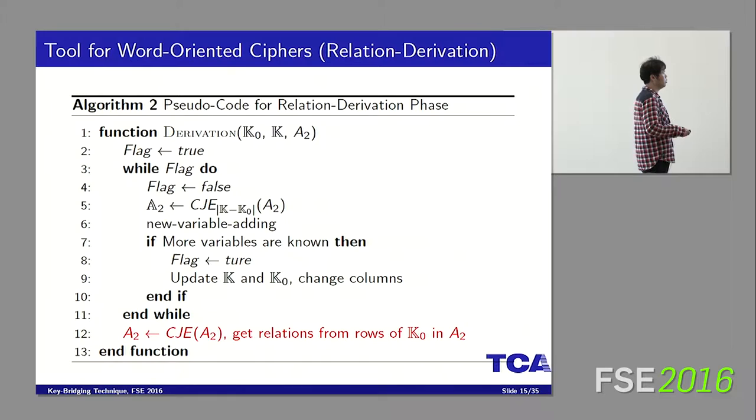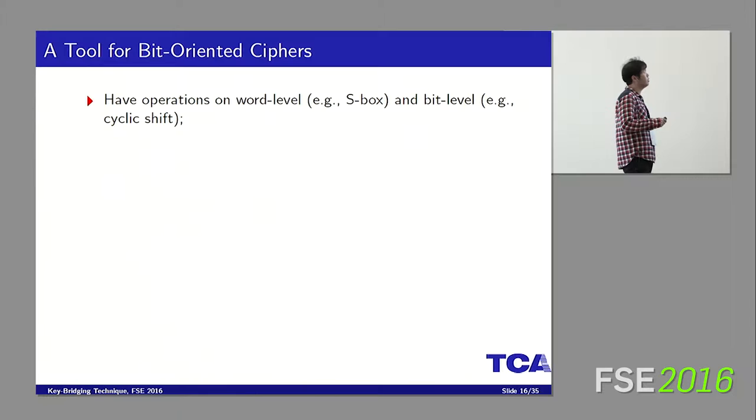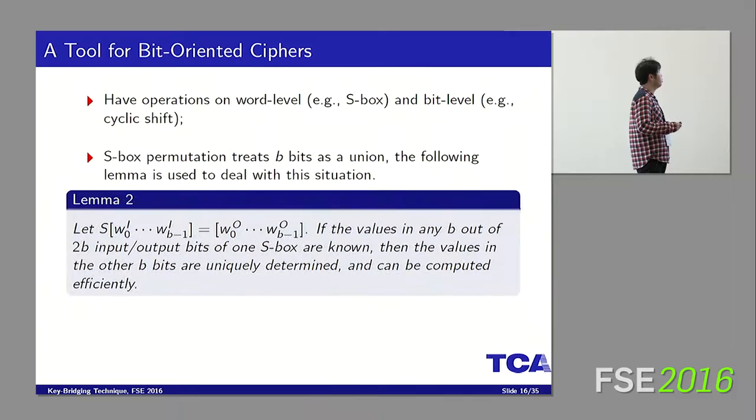For the tool for bit-oriented ciphers, since they have operations on word level, for example, Xbox, and bit level, for example, cyclic shift, the case situations 2 and 3 of the former tool are no longer suitable for Xbox. So we have the following. Xbox formulation treats B bits as a union. The following lemma is used to deal with the situation.